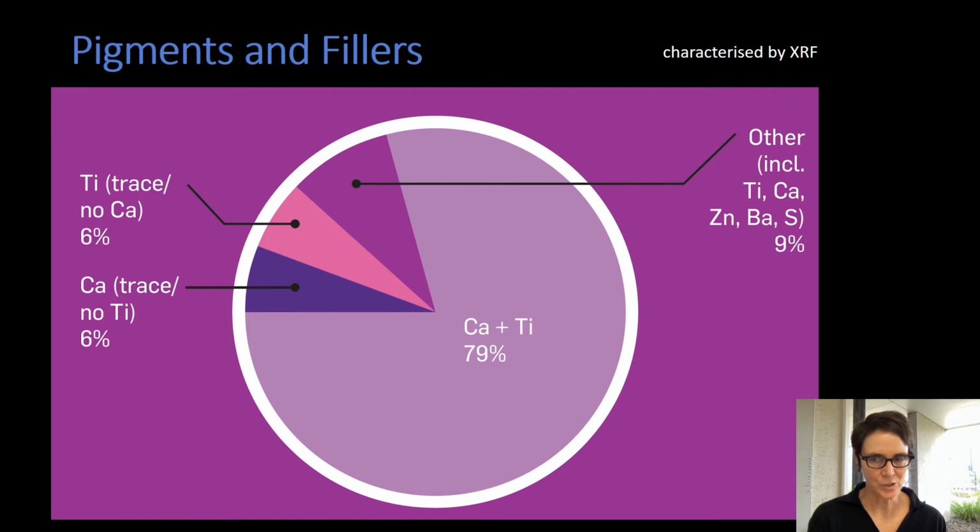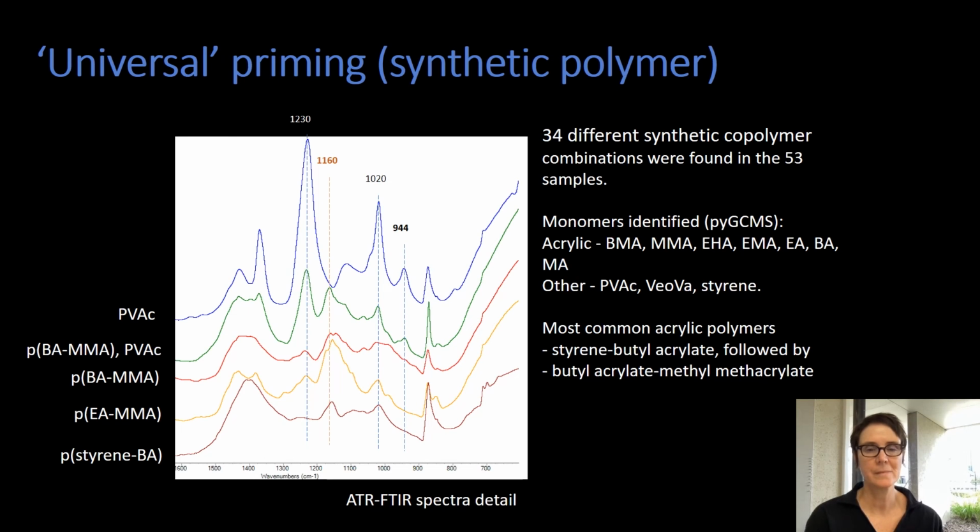Titanium dioxide and chalk predominated in the synthetic primings as pigments and fillers, typically in combination but sometimes singly. Other pigment combinations, including barium sulfate with titanium white and/or zinc white, were found in 9% of samples, primarily in oil priming, but not always. The canvas samples were usually identified as U for universal priming or O for oil priming.